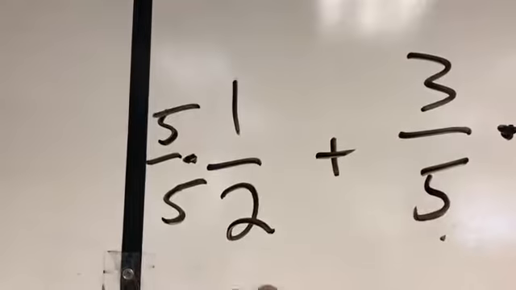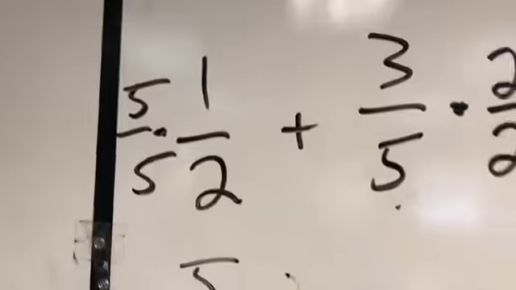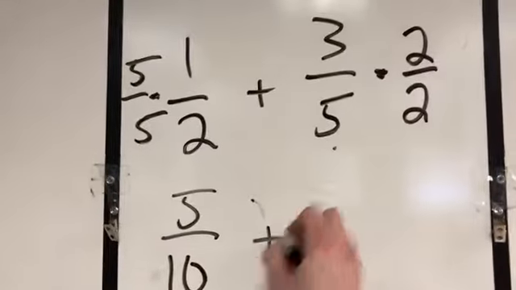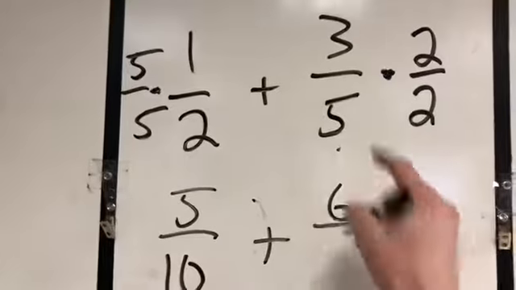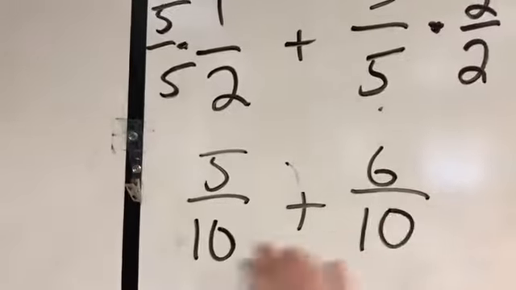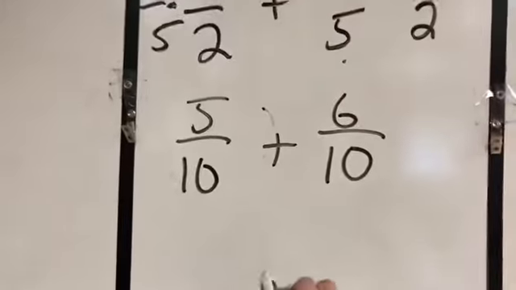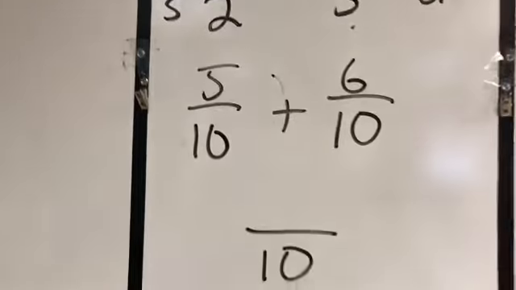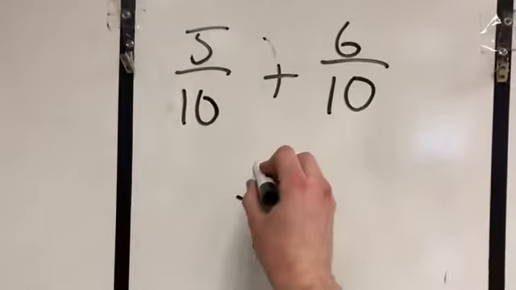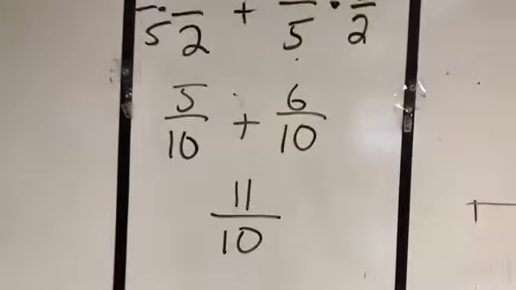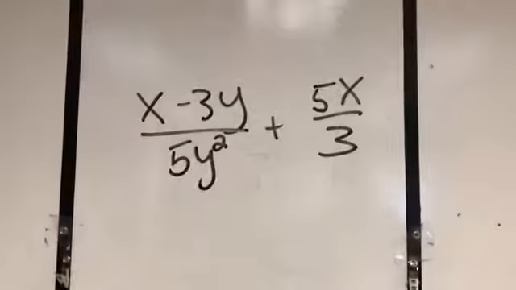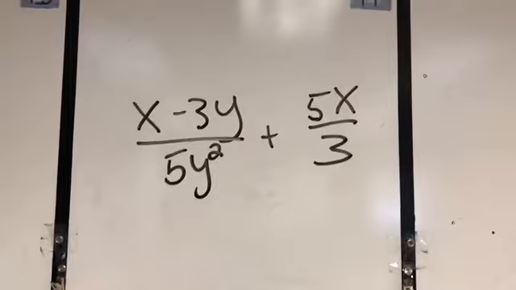5 times 1 is 5. 5 times 2 is 10. 3 times 2 is 6. 5 times 2 is 10. Now that they have the same denominators, when we add or subtract, it stays the same, and you add or subtract the numerators. So that would be 11/10. So at the end of the day, all we're doing is still adding fractions.